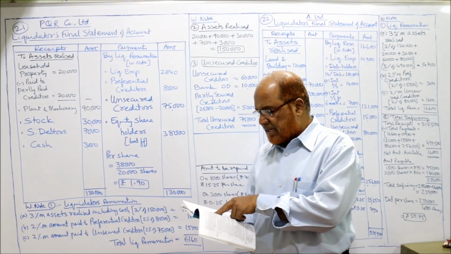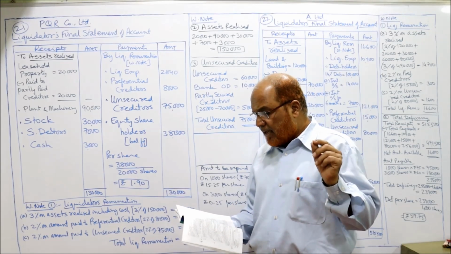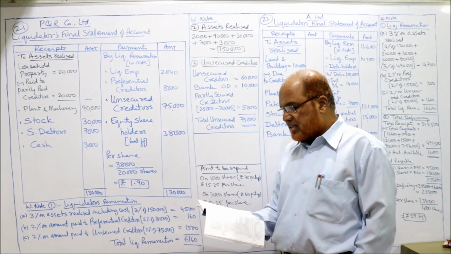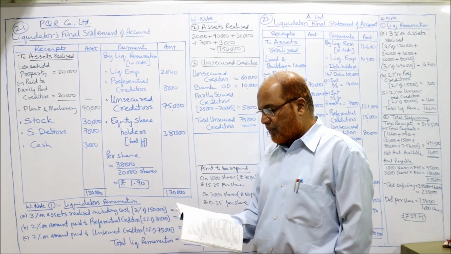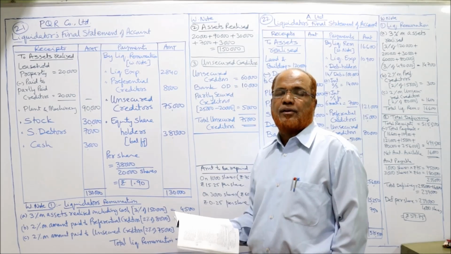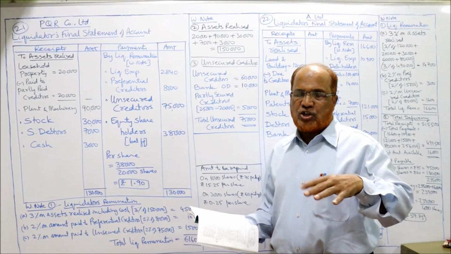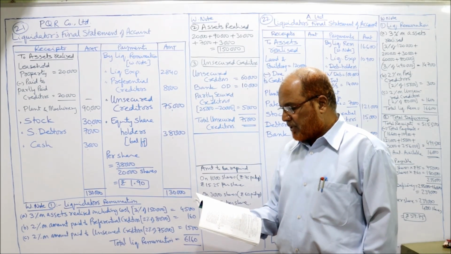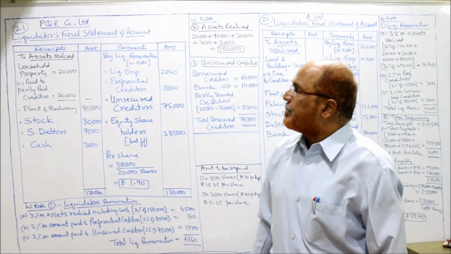Then plant and machinery realized 90,000, stock 30,000, sundry debtors 7,000, cash 3,000. Expenses of liquidation amounted to 2,840 and the liquidator's remuneration was agreed at 3% on amount realized including cash and 2% on amount paid to unsecured creditors. So when unsecured creditors is given, it means both preferential as well as unsecured creditor. You are required to prepare liquidator's final statement of account showing the distribution. That's it. So see carefully.